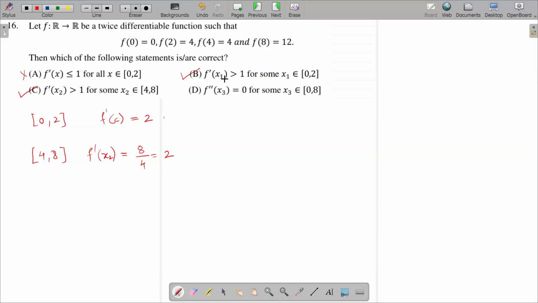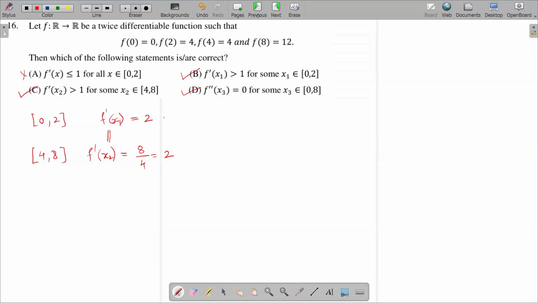See, this should tell you immediately. Can you tell by Rolle's theorem? This is f dash x1, which is 2. So f dash x1 is equal to f dash x2, so I can apply Rolle's theorem to f dash. And that means f double dash has to vanish. D is true by Rolle's theorem. Correct. So B, C, D all are true.